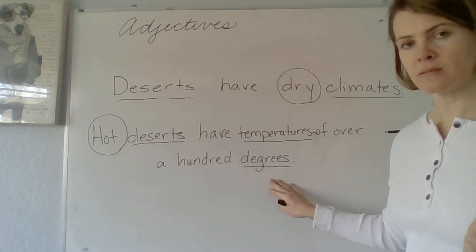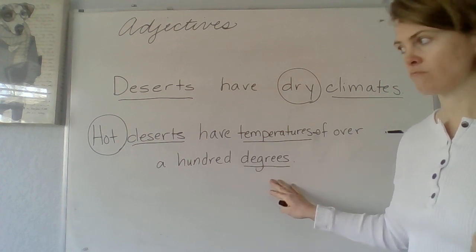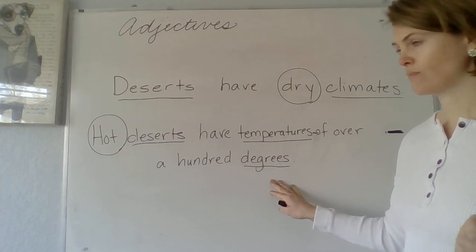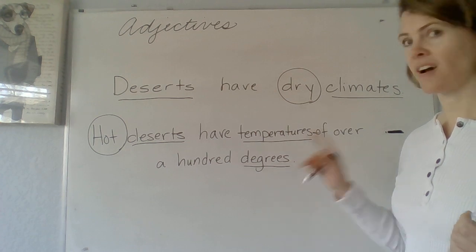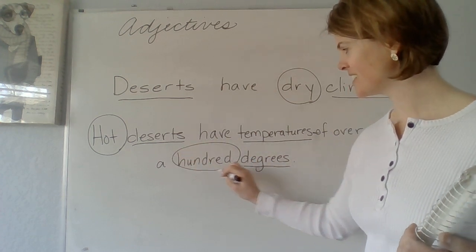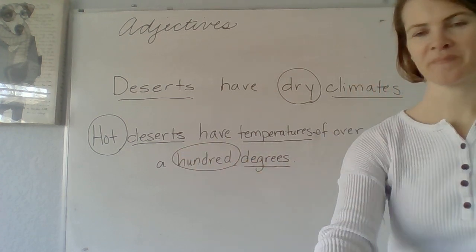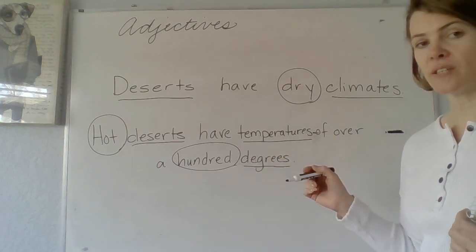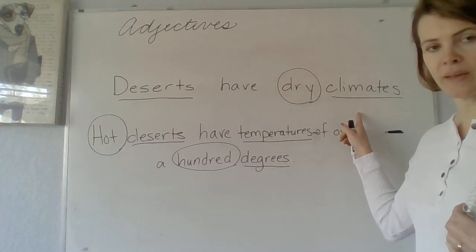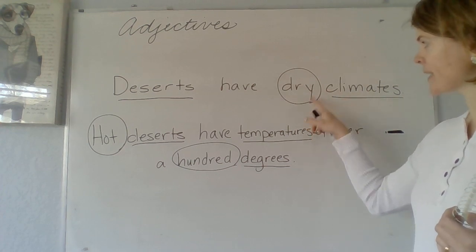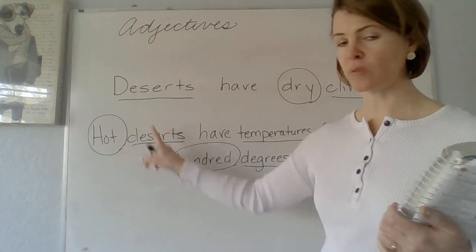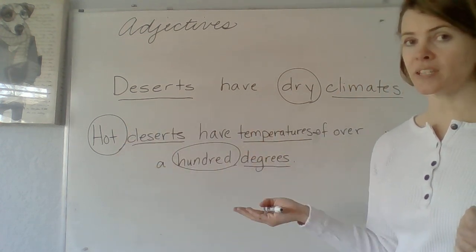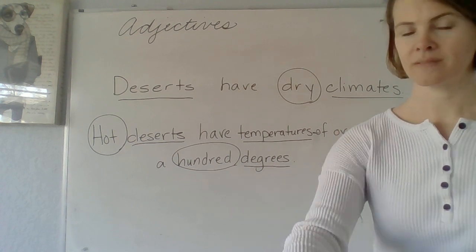How about degrees? What kind of degrees? Which degrees? How many degrees? 100 degrees. Notice that in most of our sentences so far, your adjectives have come right before the noun that they modify or that they describe. Dry came right before climates. Hot came right before deserts. 100 came right before degrees. That's often the case, but not always.